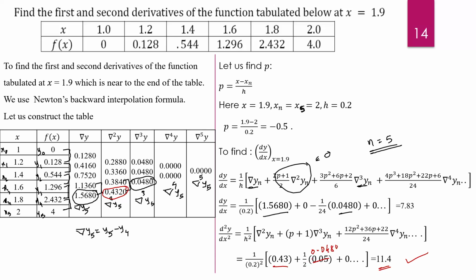Okay. These are the two examples we discussed on the Newton backward interpolation formula when we want the first and second derivative at the end of the data set, the end of the table.